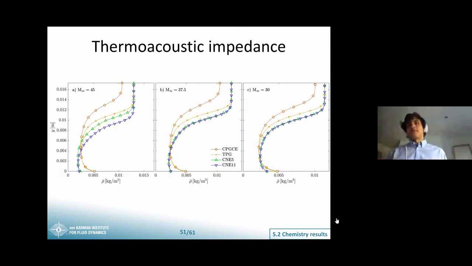Actually, the destabilization due to the base flow cooling is also associated to a stronger thermoacoustic impedance that is observed in the chemically reactive cases. So we have a stronger density gradient, and so basically this confines our second mode waves more, and so they become more unstable.